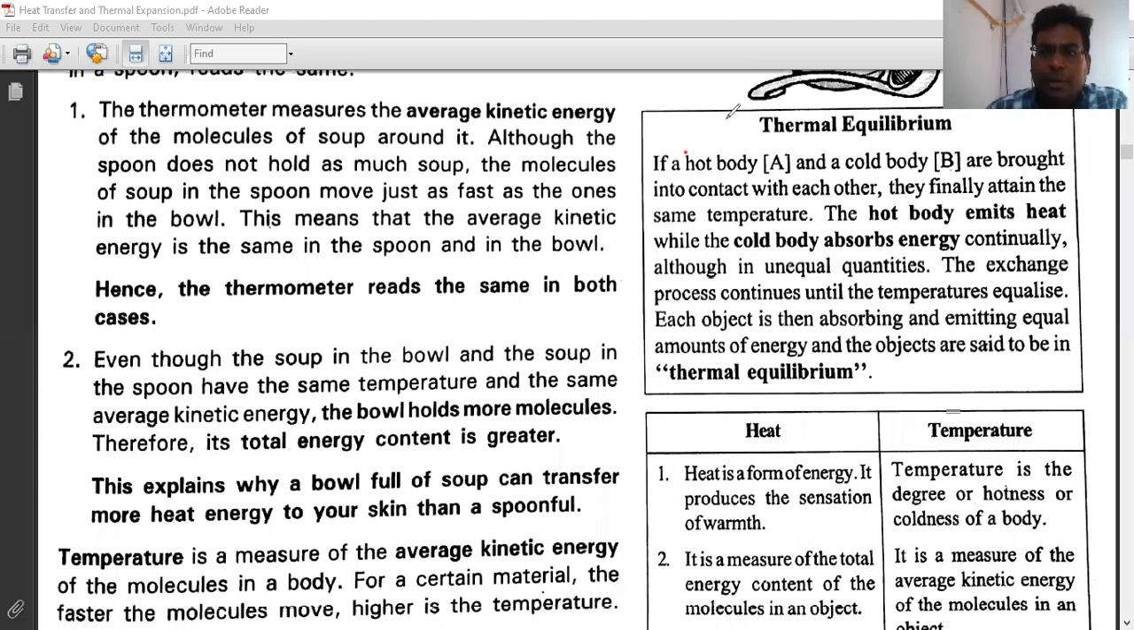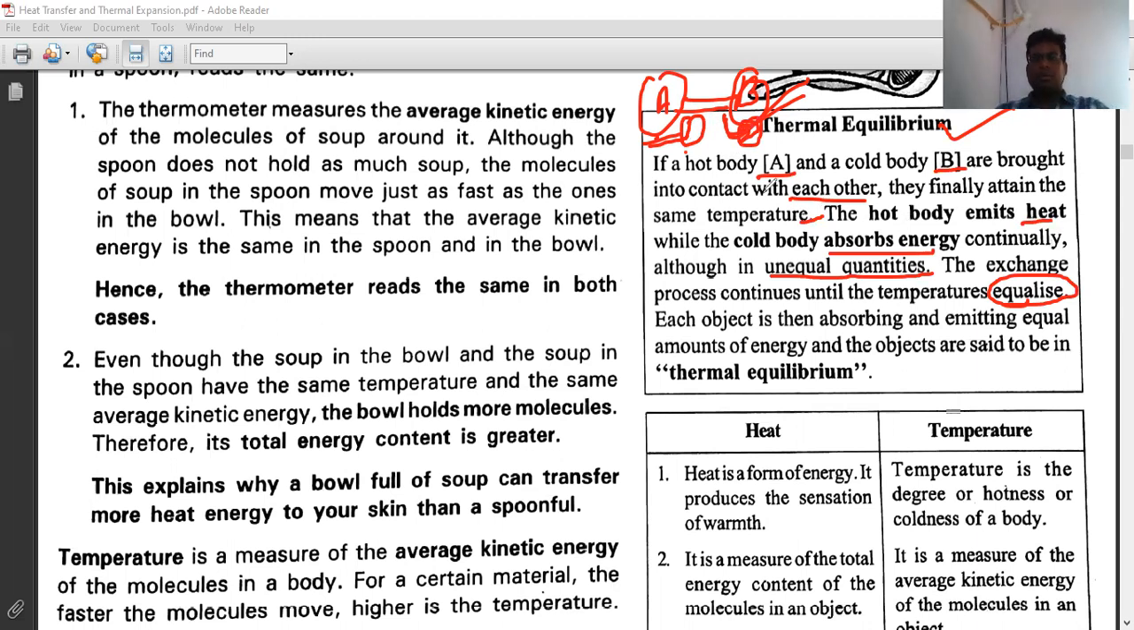Now I will explain once again thermal equilibrium. When a hot body A and a cold body B are brought in contact with each other, they finally attain the same temperature. The hot body emits heat while the cold body absorbs energy continuously, although in unequal quantities. The exchange process continues until the temperatures equalize. Suppose body A is hot and B is cold, so there is a large difference between their temperatures. When they are connected to each other, energy flows from body A to body B, right?